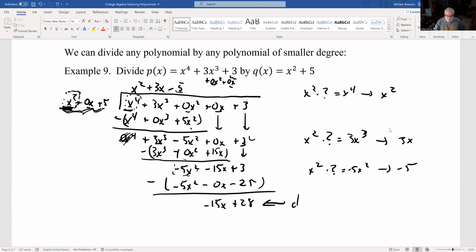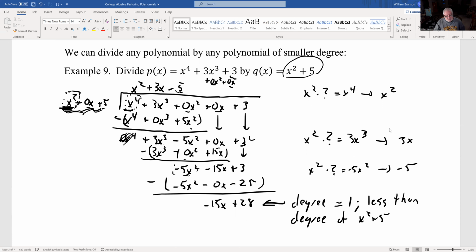Now the degree here equals 1, right? This thing that we're dividing by is x squared plus 5. So if I ask myself, what do I multiply x squared by to get minus 15x? I'm going to have to deal with 1 over x, and I don't want to do that. So at this point, we stop. When your remainder is degree less than the thing you're dividing by, stop.